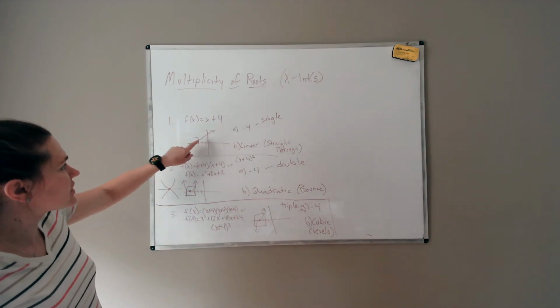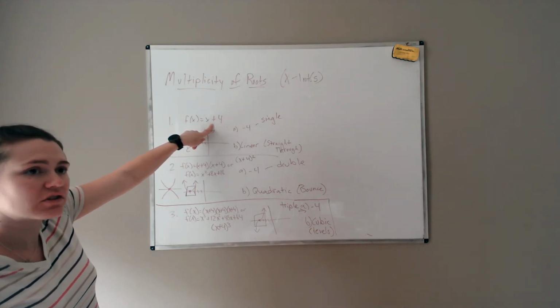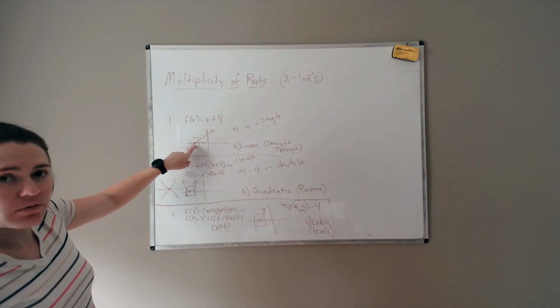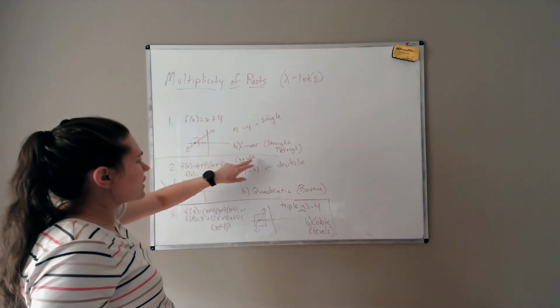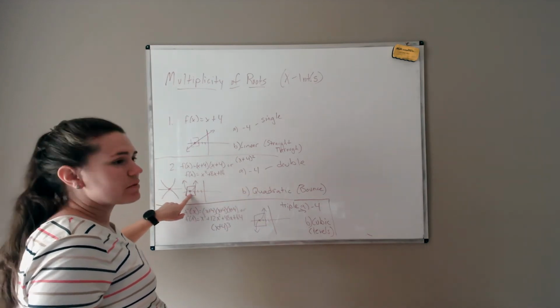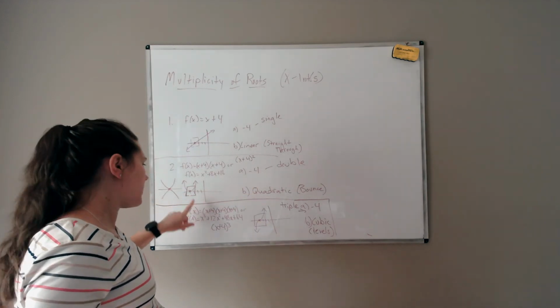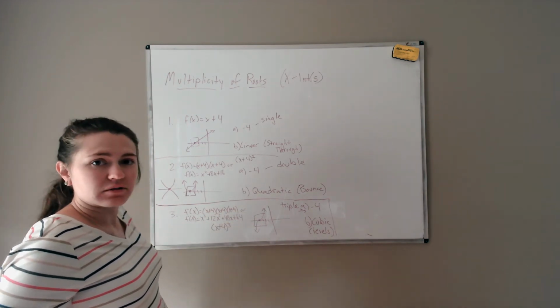So when you have a single root of -4, which means you only had x plus 4 once, it's going to look linear through the root. If you had the same factor twice, that means you had a double root of -4. It's going to behave like a quadratic. If you have a triple root, the root is going to behave like a cubic.